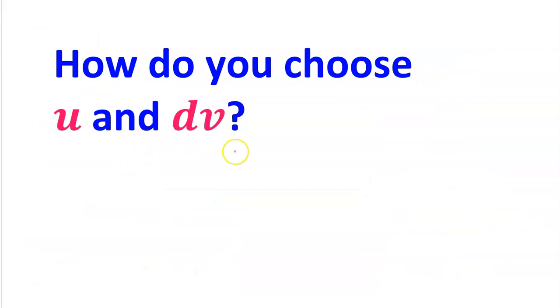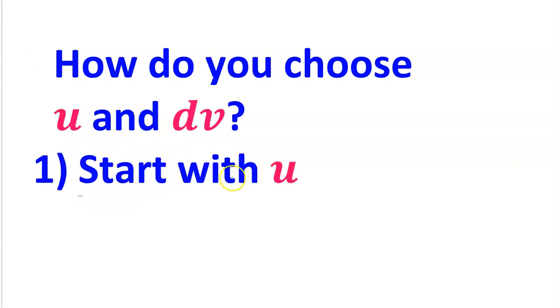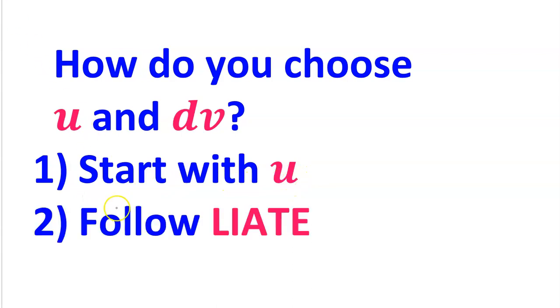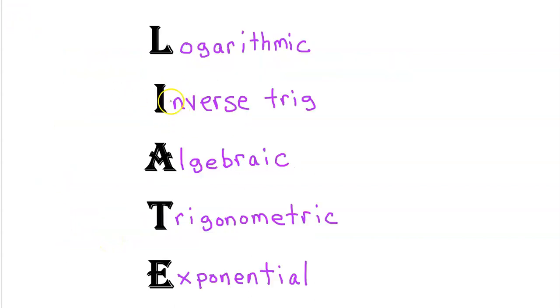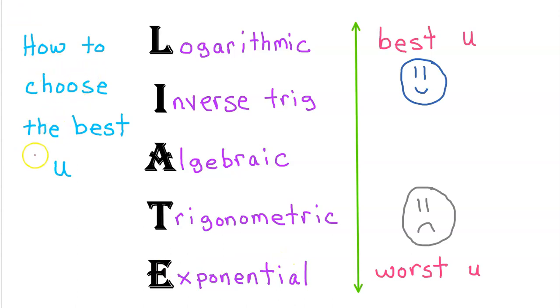Let's go back to step 1 for a minute. How do you choose which part is u and which part is dv? Number 1, start with u. And number 2, follow LIATE. LIATE is an acronym that stands for logarithmic, inverse trig, algebraic, trigonometric, and exponential. How to choose the best u sounds like the title of a self-help book, but LIATE ranks the types of expressions in order from the best u to the worst u.